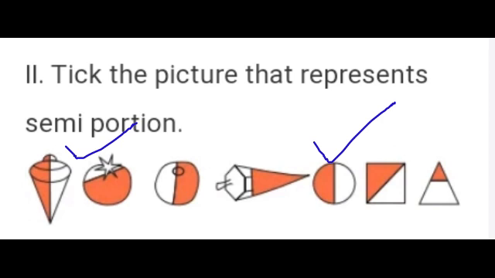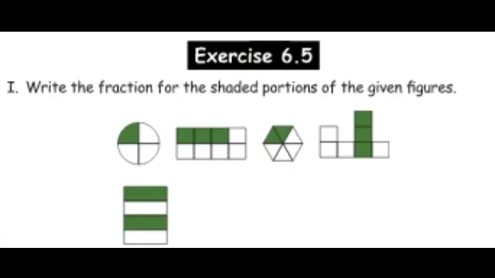Now we are moving to exercise 6.5. See, write the fraction for numerator and denominator. Yes, my dear students. I will be showing you the pictures, and in those pictures you need to write the numerator and denominator for the shaded portion. That means you have to write the fraction for the pictures. How many portions were shaded?